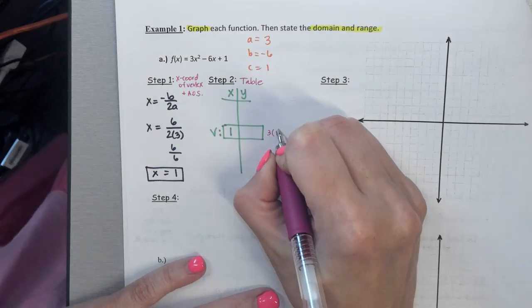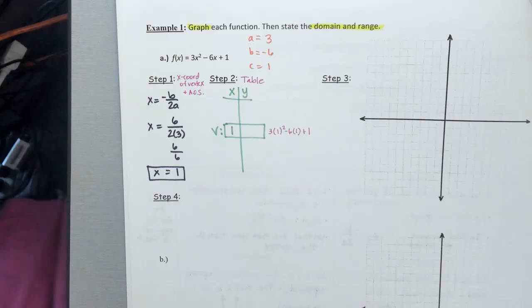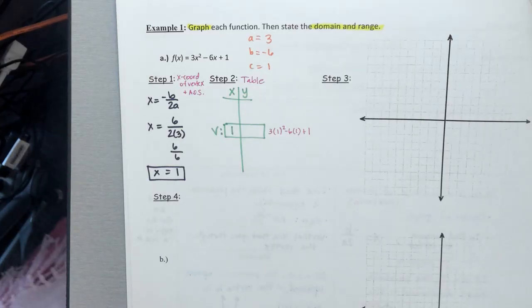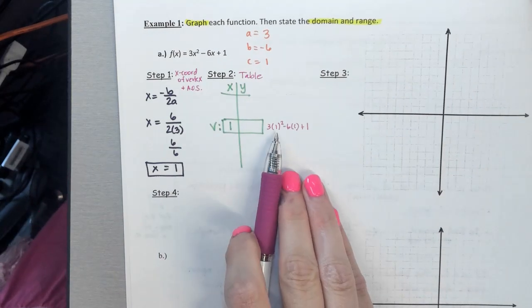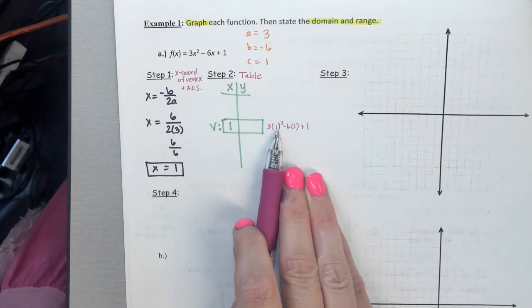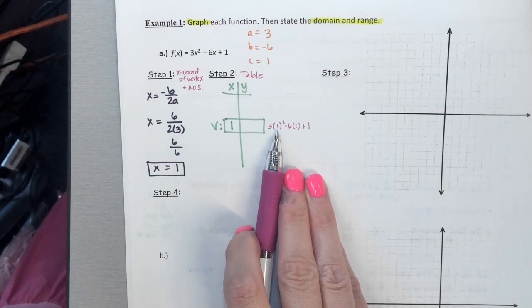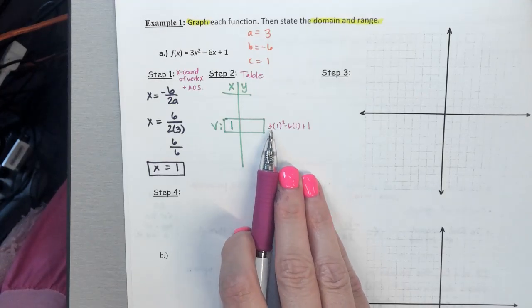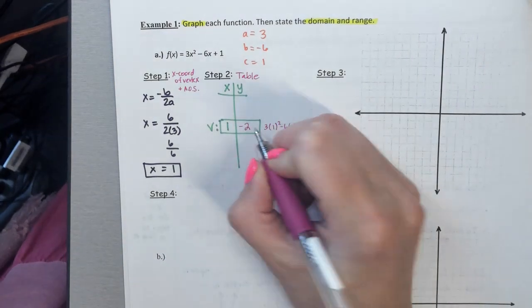I'm a visual person. If you are too, you can plug it in. If you don't need to, that's okay as well. When you do this, make sure that you remember your order of operations. Sometimes people will multiply here and then do the exponent, but you have to do the exponent first. So 1 squared is 1, 1 times 3 is 3, 3 minus 6 plus 1 is negative 2.